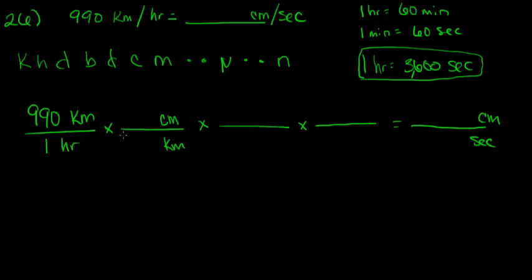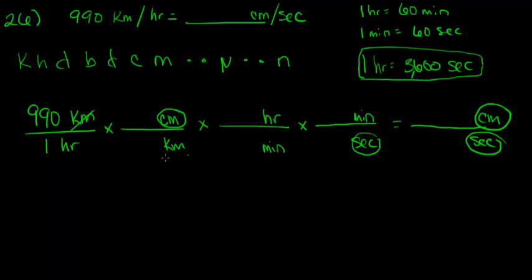Kilometers is on the bottom, hours is on the bottom here, so it needs to go on the top here, so it cancels out. And we'll do minutes on the bottom here, and then we need to get rid of minutes by putting it in the numerator, and seconds on the bottom, because that's what we want, because it's in the denominator of our answer. And here's our centimeters. Everything else gets canceled out. And hours cancels out, and minutes cancels out. Good. So let's fill this in.